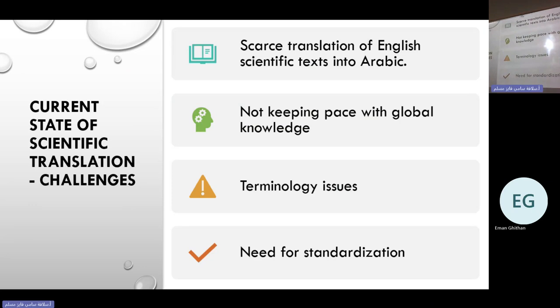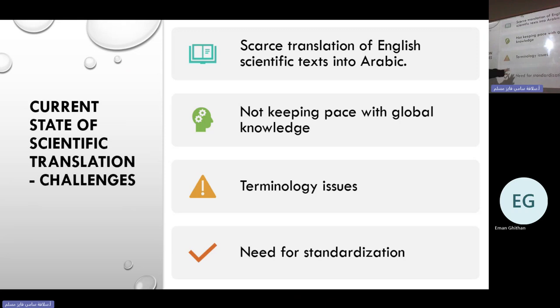So, the current state of scientific translation: what's happening right now in the scientific world, okay? You remember in Units 1, 2, and 3, we said that there were so many borrowed words from the English language into the Arabic language, okay? Why? It's because we have scarce translation of English scientific texts into Arabic. We prefer to borrow rather than create our own terminologies, or we don't have enough time to create terminologies because science and technology are always developing. So new terms, new terminologies, new jargon appear every time. Not keeping pace with global knowledge: the world is advancing and we're standing still.